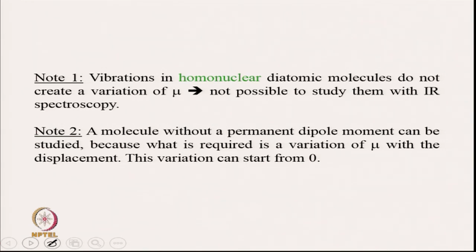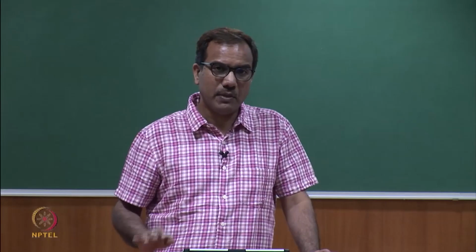Vibration in a homonuclear diatomic molecule generally does not create a variation in mu. So, you cannot study them with IR spectroscopy for homonuclear diatomic molecules, because the selection rule tells that your dipole moment must change during vibration, then only that transition is allowed. So, a molecule without a permanent dipole moment can be studied. It does not mean that we cannot study any molecule which does not have a permanent dipole moment.